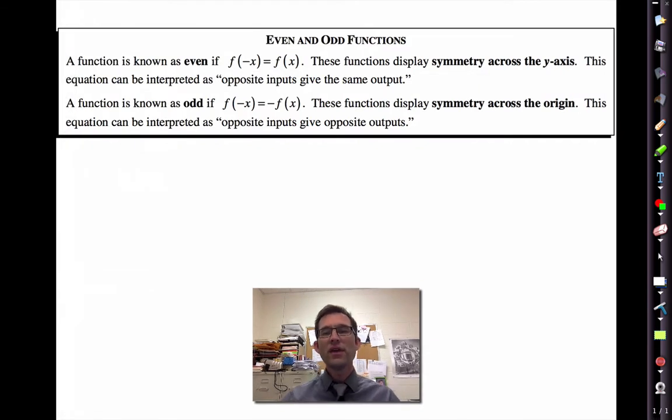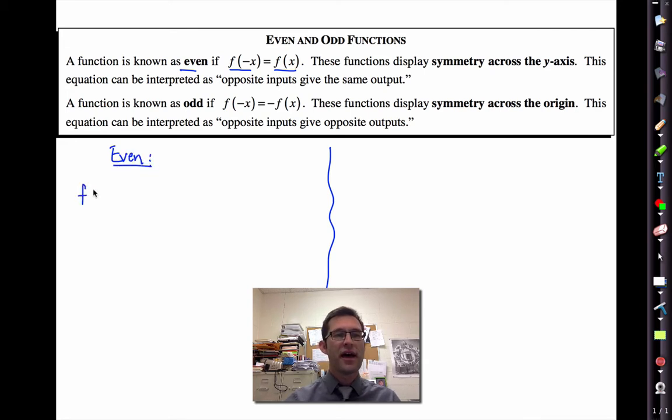All right. So even and odd functions have a very simple definition, as many functions do in math. A function is known as even if f of negative x is equal to f of x. These functions display symmetry across the y-axis. This equation can be interpreted as opposite inputs give the same output. So if we have an even function, and let's say f of 7 was equal to 2, then we would also know that f of negative 7 was equal to 2. So opposite inputs give the same output.